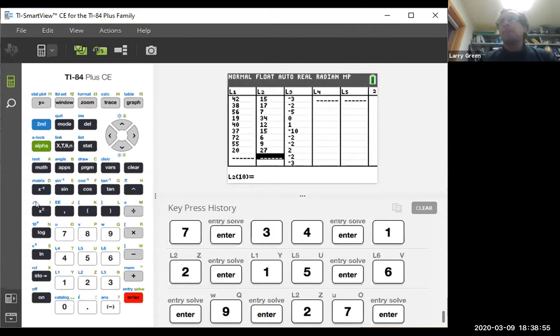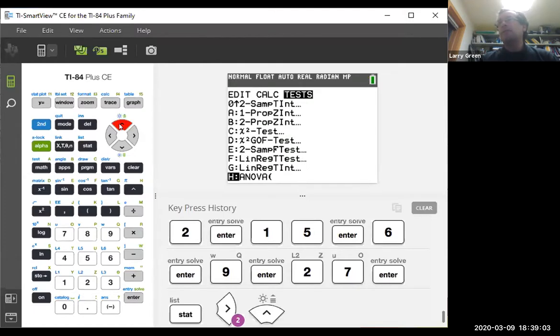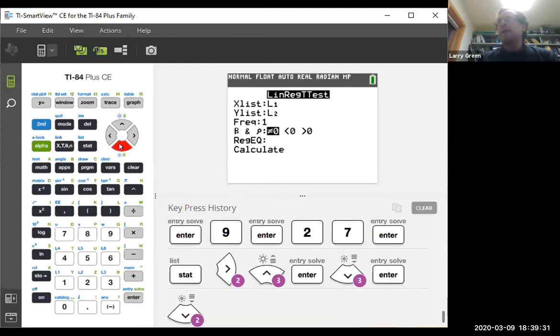Okay, so now I'm going to go to the stat button. You're used to that. And I'm going to get a test. I use the up arrow. We're towards the end of the class, so we're at the end of what we need to do. We're going to use the LinRegTTest. Any questions on that button right there? Okay, then I hit enter. X list is L1, Y list is L2, freq is 1, that's fine. We want rho not equal to 0. That was our H1. Don't worry about RegEQ. And we hit calculate.